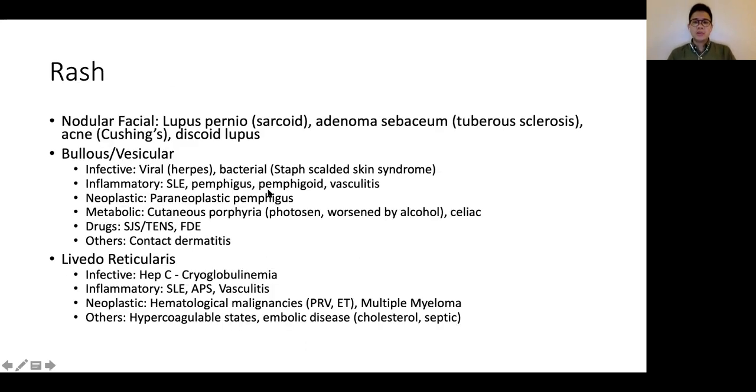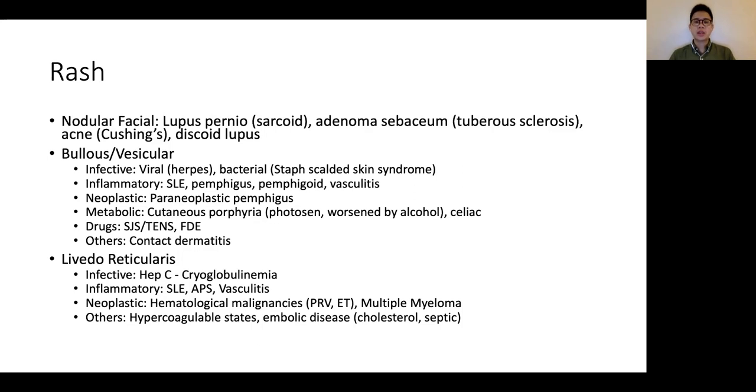So next we talk about rashes. I think it would not be possible to come up with a systematic or comprehensive approach to rash in this session. But what I'd like to do is to point out certain types of dermatological manifestations that may feature in the PACES exam.